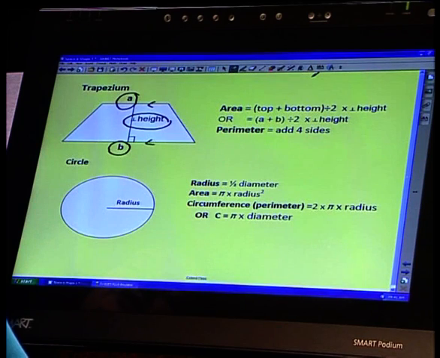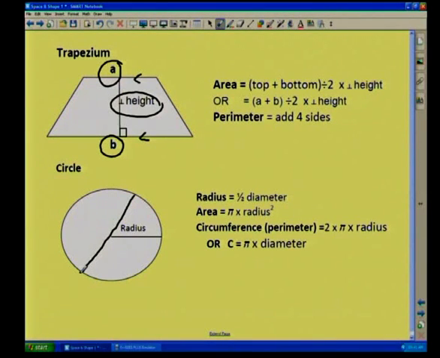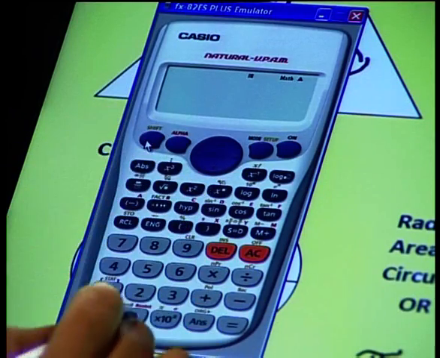Looking at circles, we need to remember that the radius is half of the diameter. The diameter would be the whole distance from one side of the circle to the other through the center. And the radius is half of that, just going from the center of the circle to the edge. In order to find out the area, we need to use this: pi times radius squared. Pi is a number, and sometimes they give us the number to use, 3.14. Otherwise, there is also the button on your calculator, which you need to use the shift and then pi.